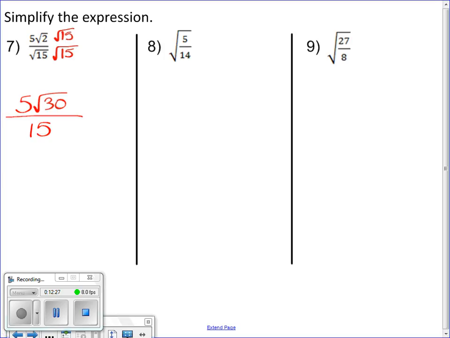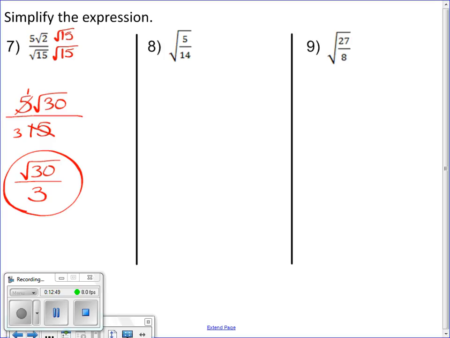And then can I simplify anything else? Yes. The 5 and the 15, right? They're not under radicals, so they can simplify. They can both be divided by 5. So 5 divided by 5, 15 divided by 5, 3. So really I have radical 30 over 3.